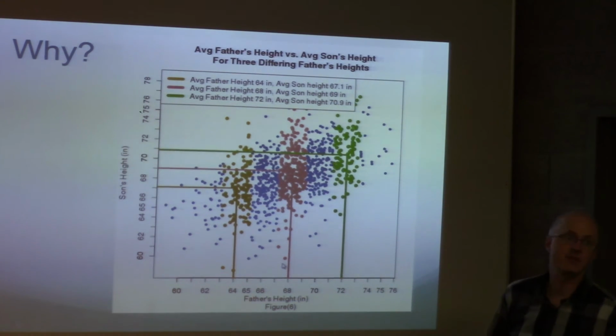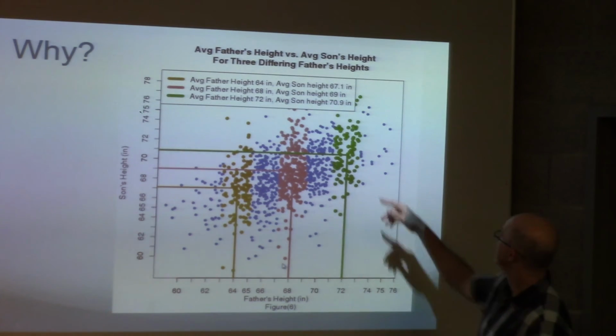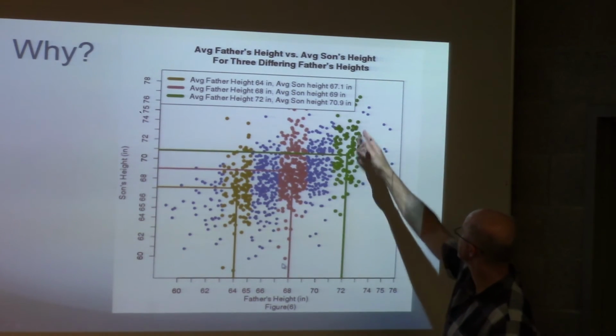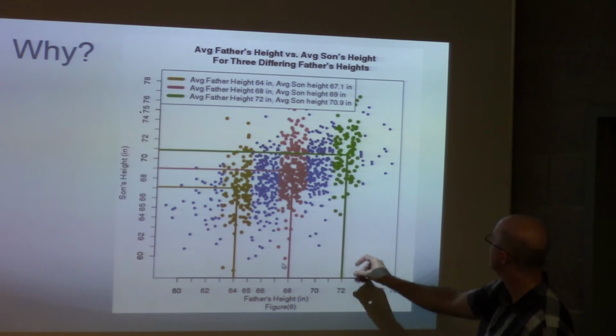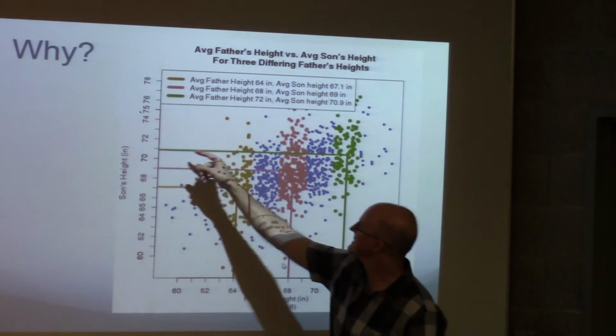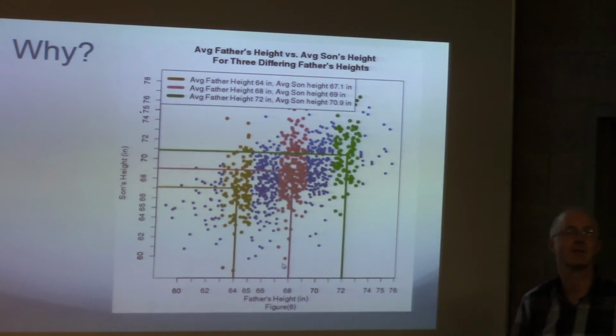What was the average of their sons' height? If you take all the points in this column here close to 72, the average for the son's height is close to 71. They had regressed toward mediocrity. Why?